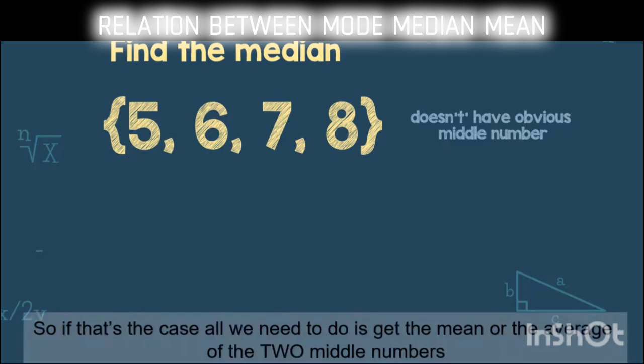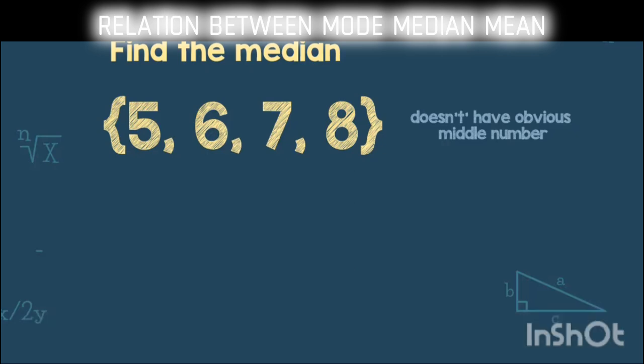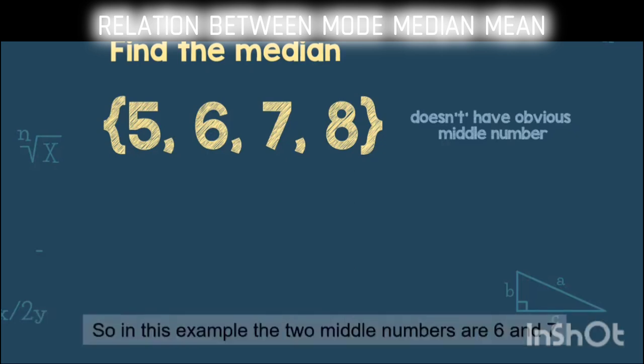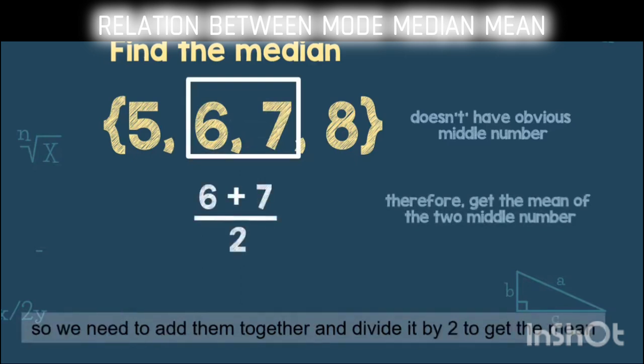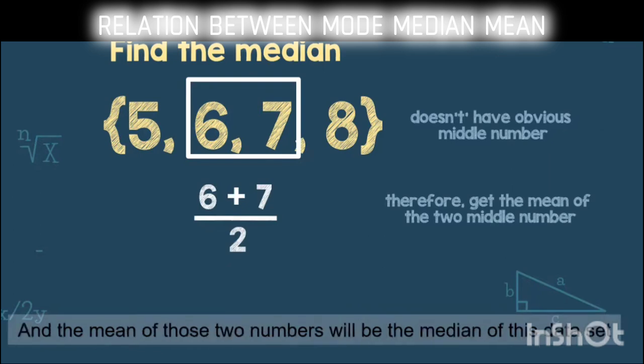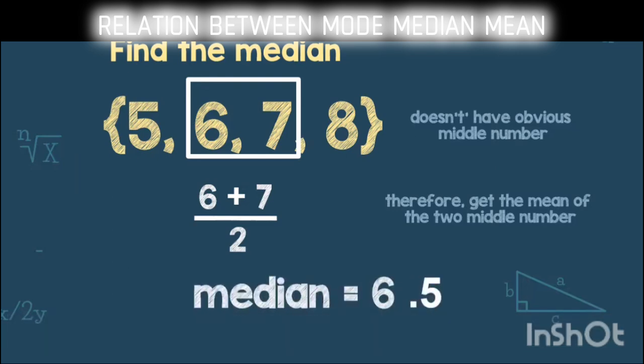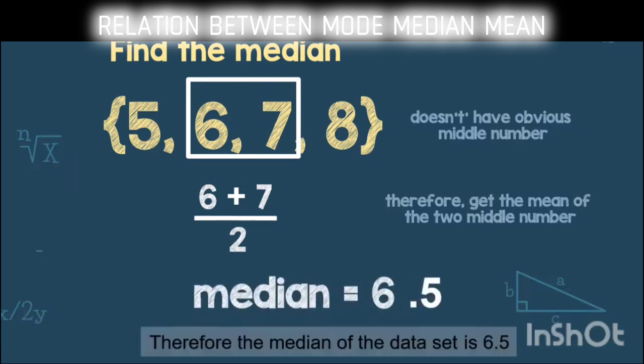So if that's the case, all we need to do is get the mean or the average of the two middle numbers. In this example, the two middle numbers are 6 and 7. So we need to add them together and divide them by 2 to get the mean. And the mean of those two numbers will be the median of this data set. Therefore, the median of the data set 5, 6, 7, 8 is 6.5.